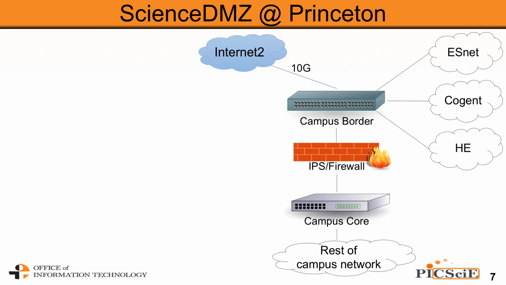All right, so this diagram shows our network at a very high level. Our primary connection is at our campus border router on the right. We have two connections to research networks, which are Internet2 and ESnet. Our commercial internet comes from Cogent and Hurricane Electric, all connecting to the campus border router. We have an IPS/firewall between the campus border and campus core. And of course, the rest of the campus network follows the campus core.